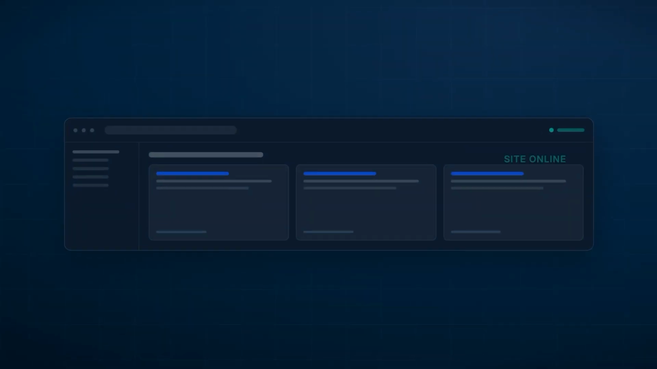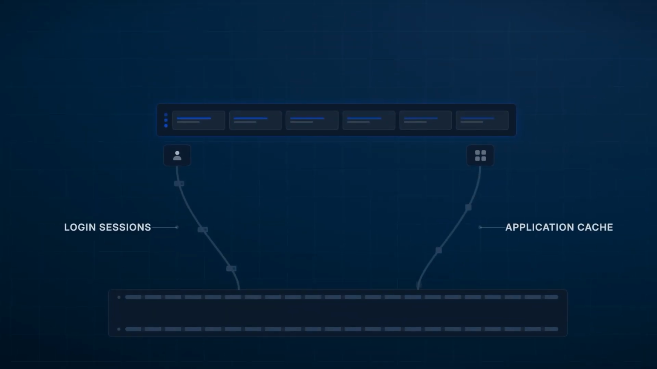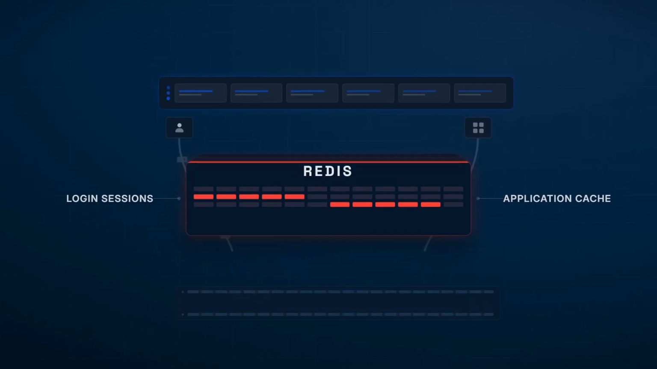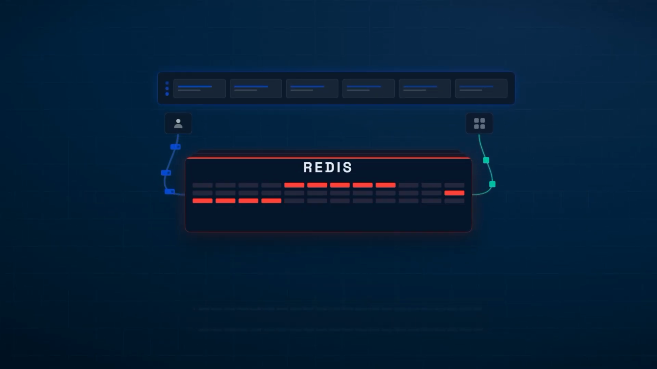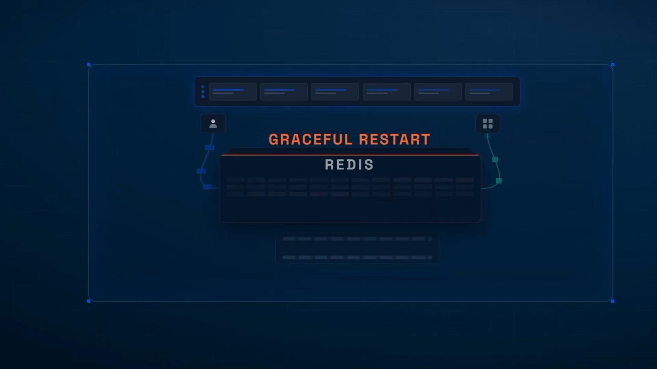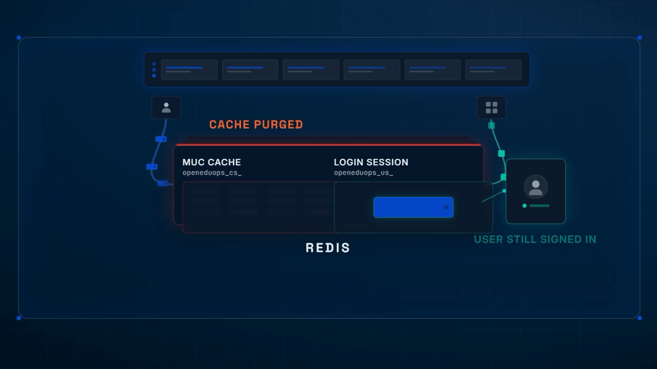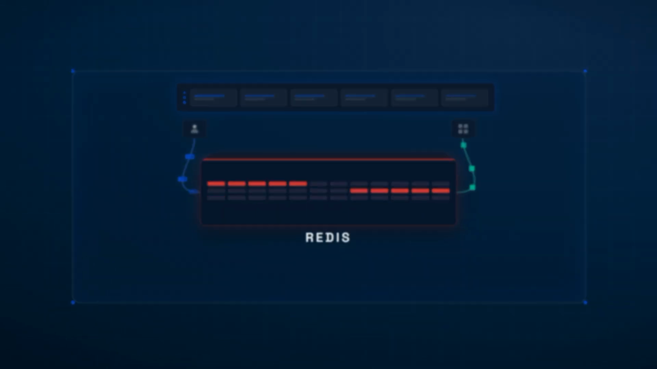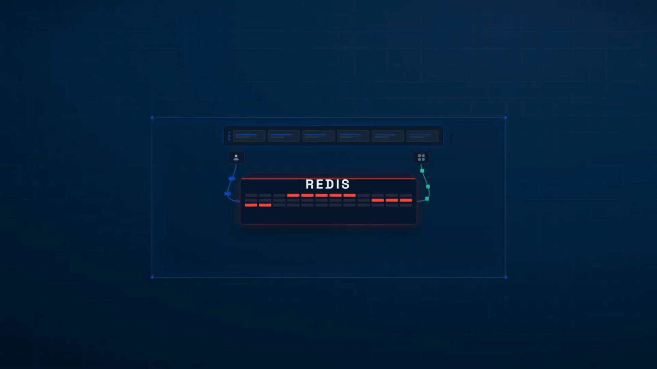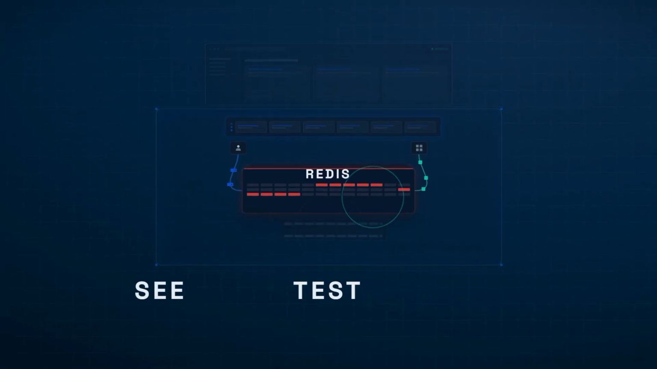Your Moodle site might look perfectly healthy while its login sessions and much of its cache are still stored on disk. In this video, we will move both to Redis. Then we will prove that Redis stays private, the data survives a graceful restart, and purging MUC does not log out an active user. I won't invent a speed percentage from an idle demo server. We are going to build a configuration we can see, test, and explain.